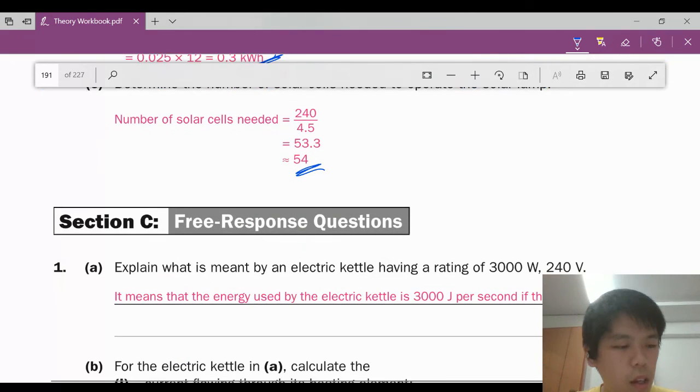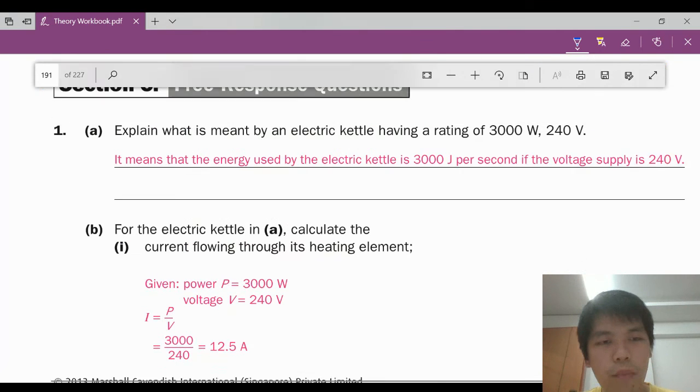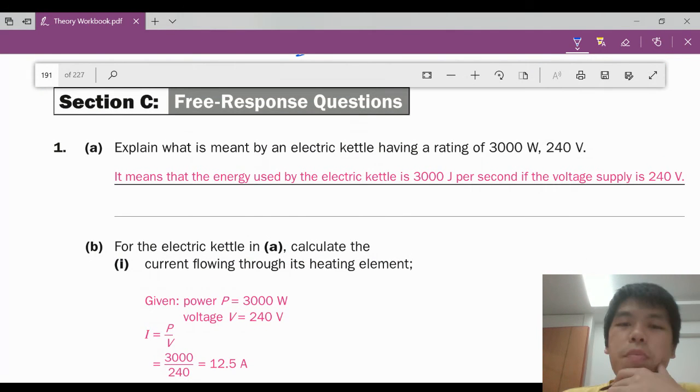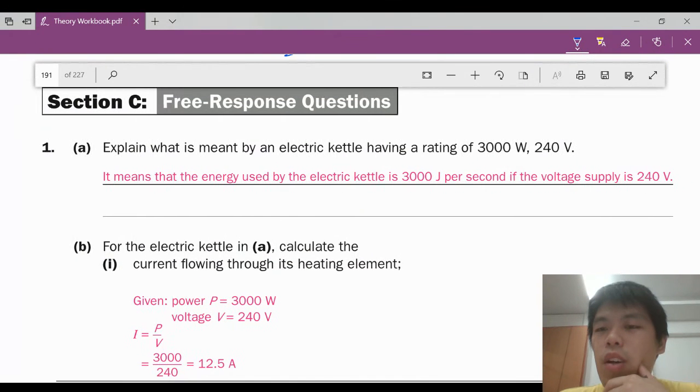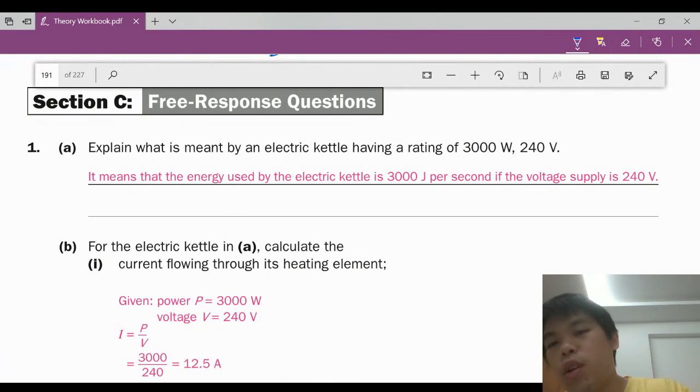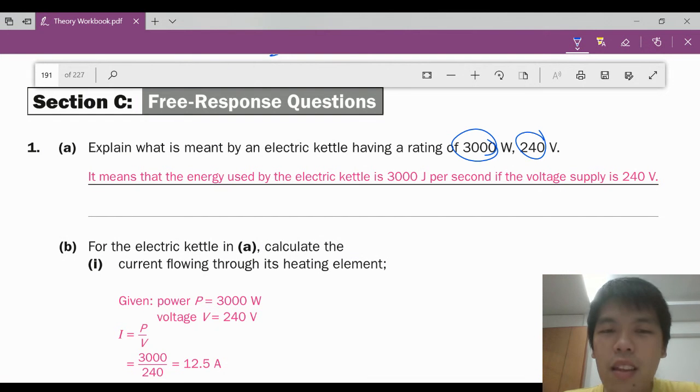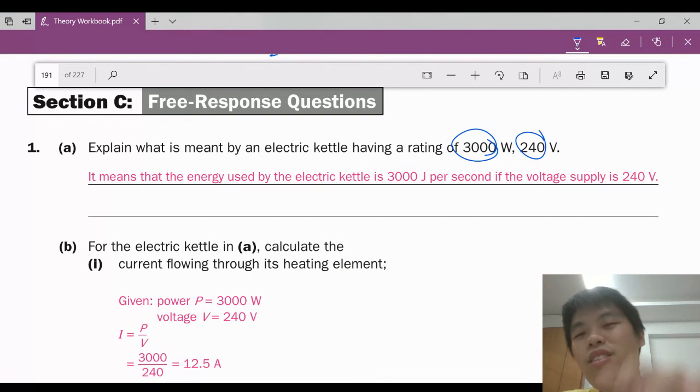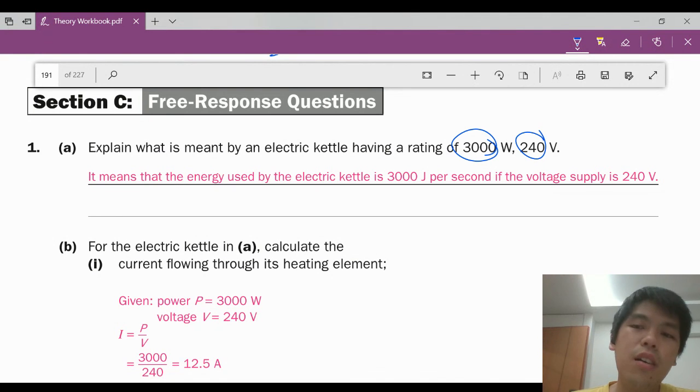Let's look at question 1 for section C. Explain what is meant by an electric kettle having a rating of 3000 watts and 240 volts. You need to explain it in your own words in the definition. But at the same time, you still have to bring in the number 3000, bring in 240. So it means that this electric kettle requires 3000 joules of energy per second, and the supply voltage must be 240 volts, which is the supply for Singapore.